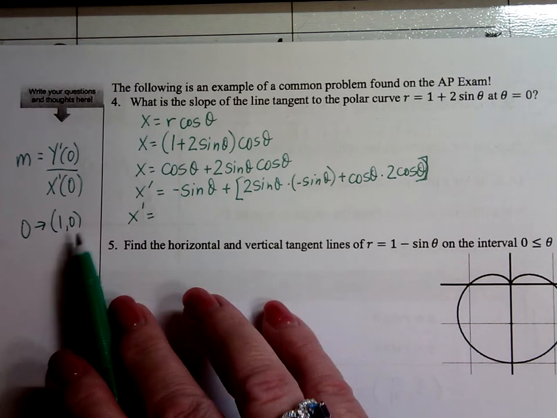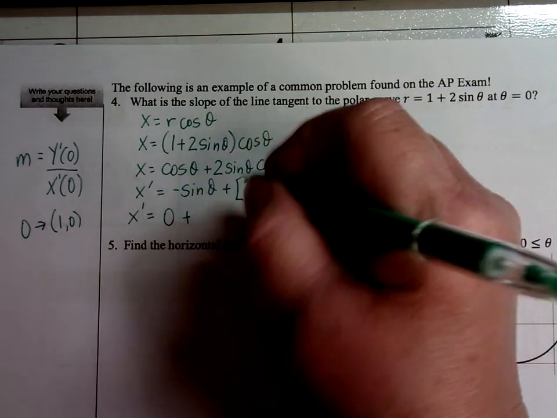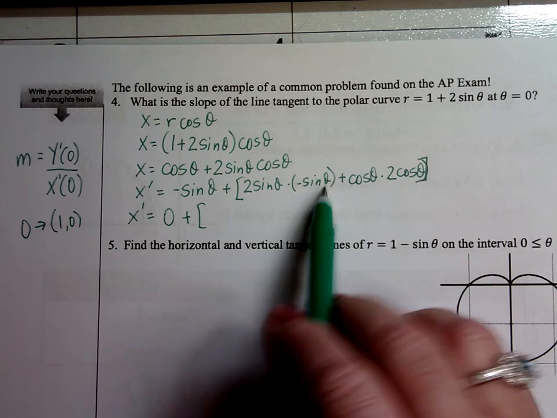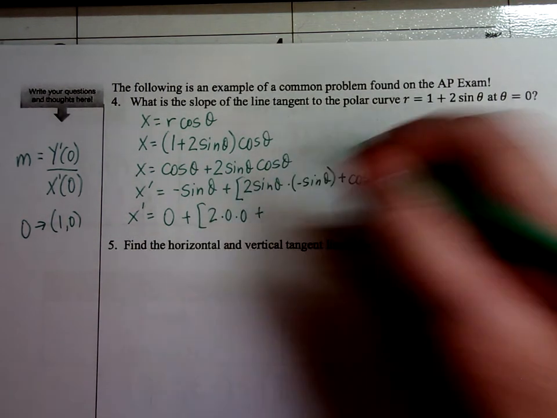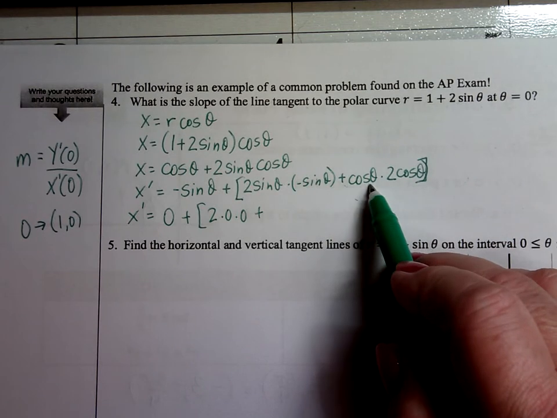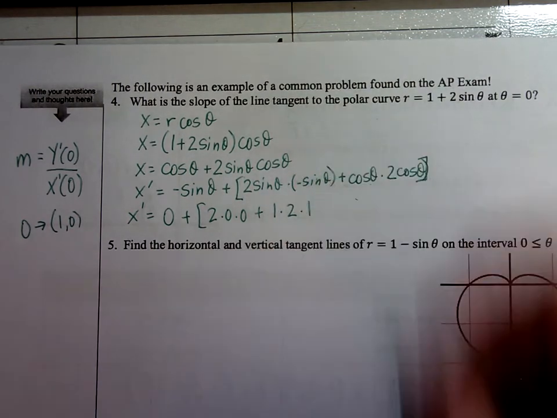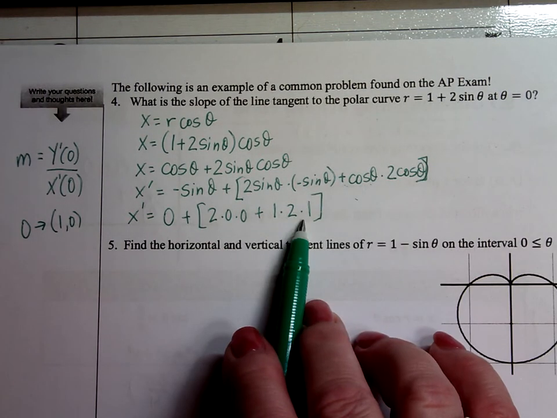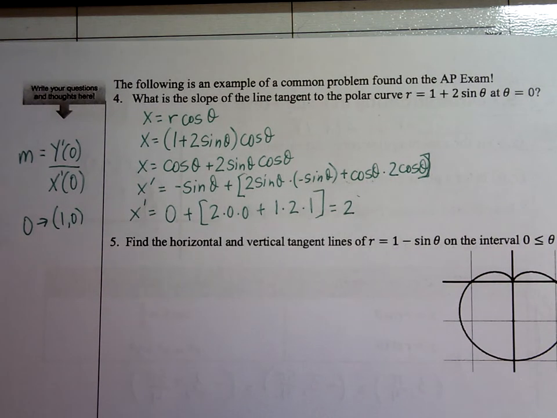Sine is the y value, so negative 0 is just 0, plus 2 times 0 times 0 is still 0, plus, cosine is 1 times 2 times 1. 0 plus 0 plus 2 is 2. There's my x prime. All right, now I'm going to go for the y's.